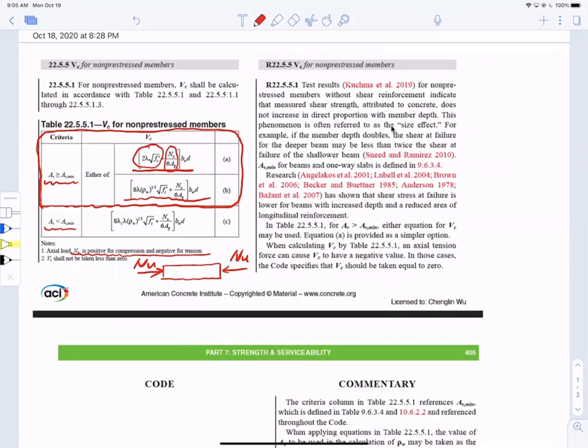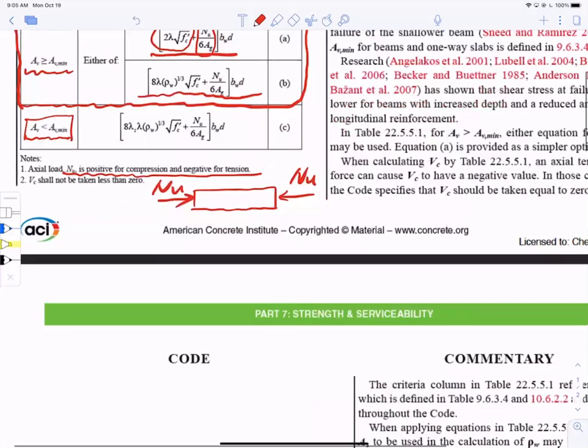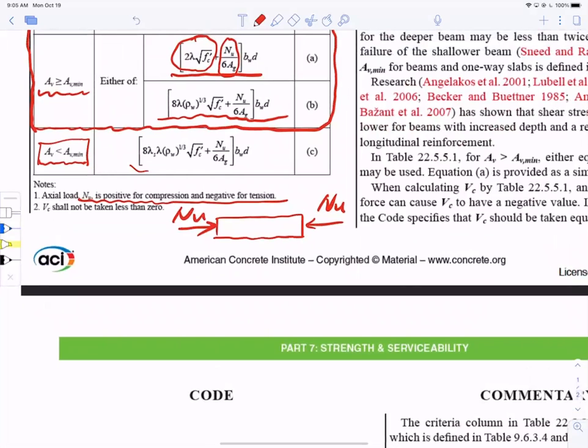Now, the main difference is coming from the second category, where we have shear reinforcement that is lower than the minimum. Okay, so what happens is that when you have lower than minimum shear reinforcement, your equation changes. It is no longer 2 lambda square root f prime c bw d anymore. Instead, let me zoom in so you can see it clearly, you have this long equation here.